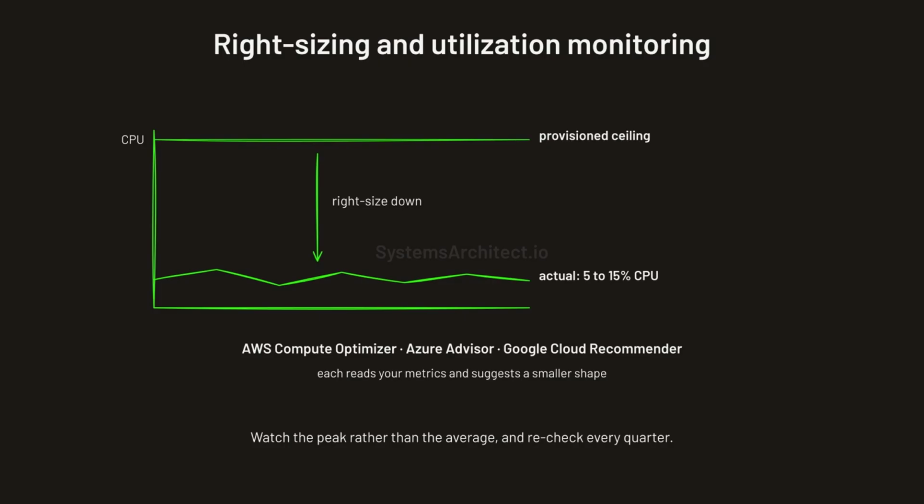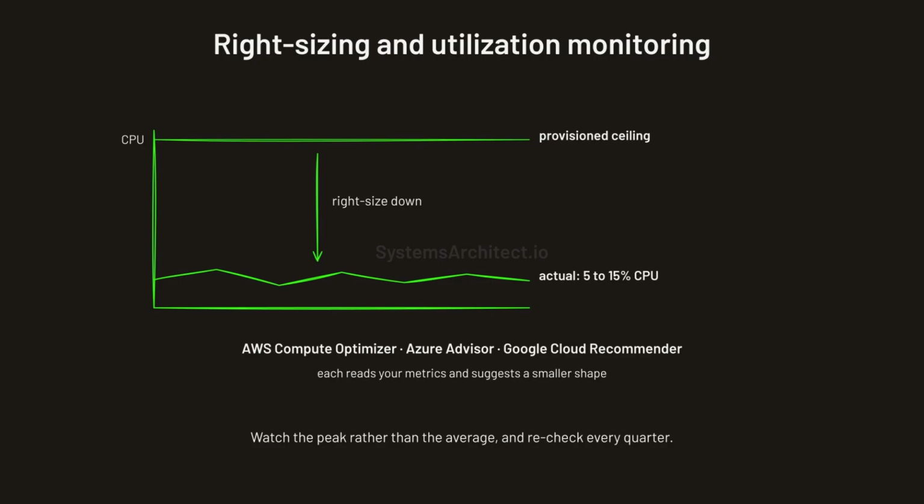Right-sizing starts with measurement, because you cannot shrink what you have not observed. Pull at least 2 weeks of CPU, memory, and disk metrics. That captures a full traffic cycle. The common finding is a fleet averaging 5 to 15% CPU. AWS Compute Optimizer, Azure Advisor, and Google Cloud Recommender all read those metrics. Each one suggests a smaller shape for you. Move down one size at a time. Watch the peak, not the average.